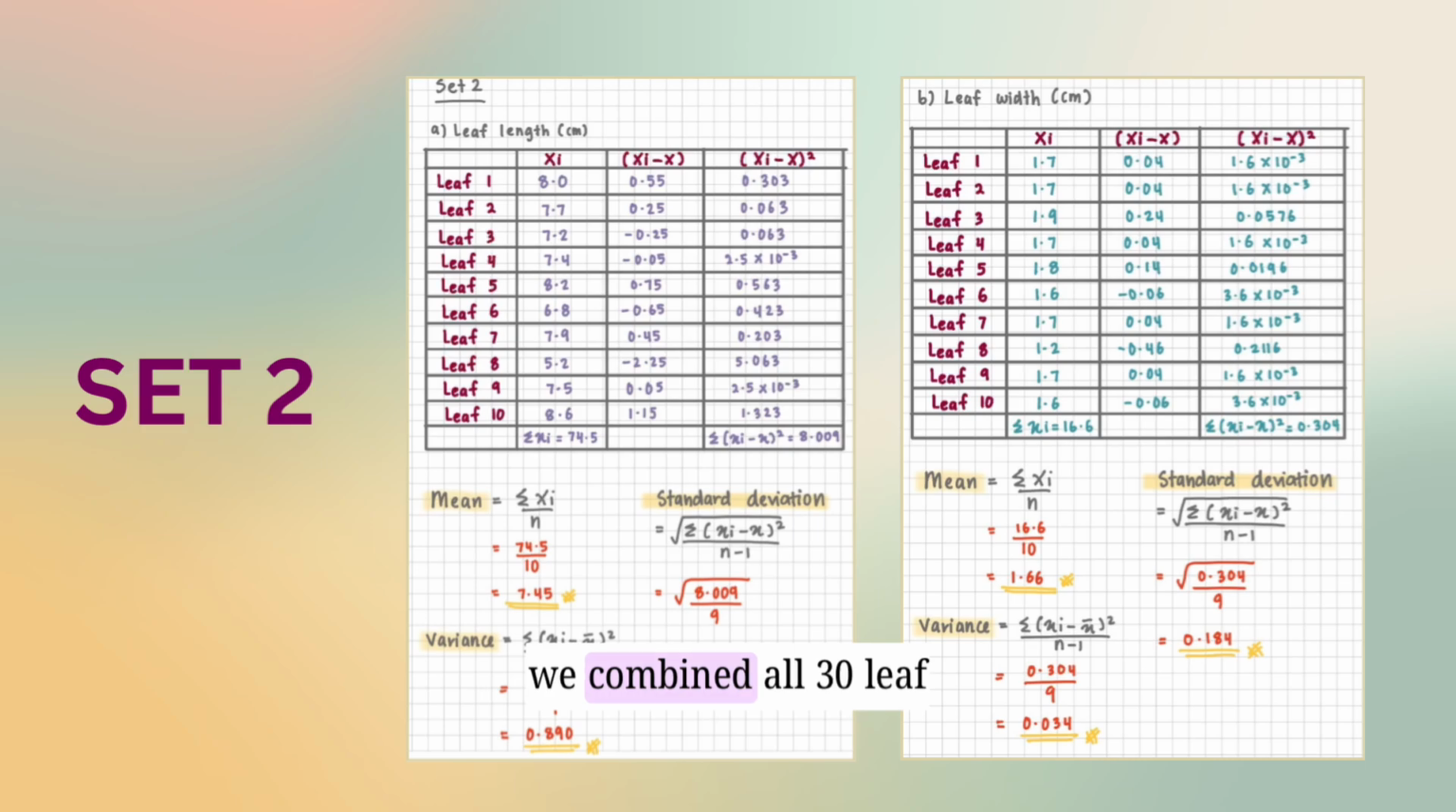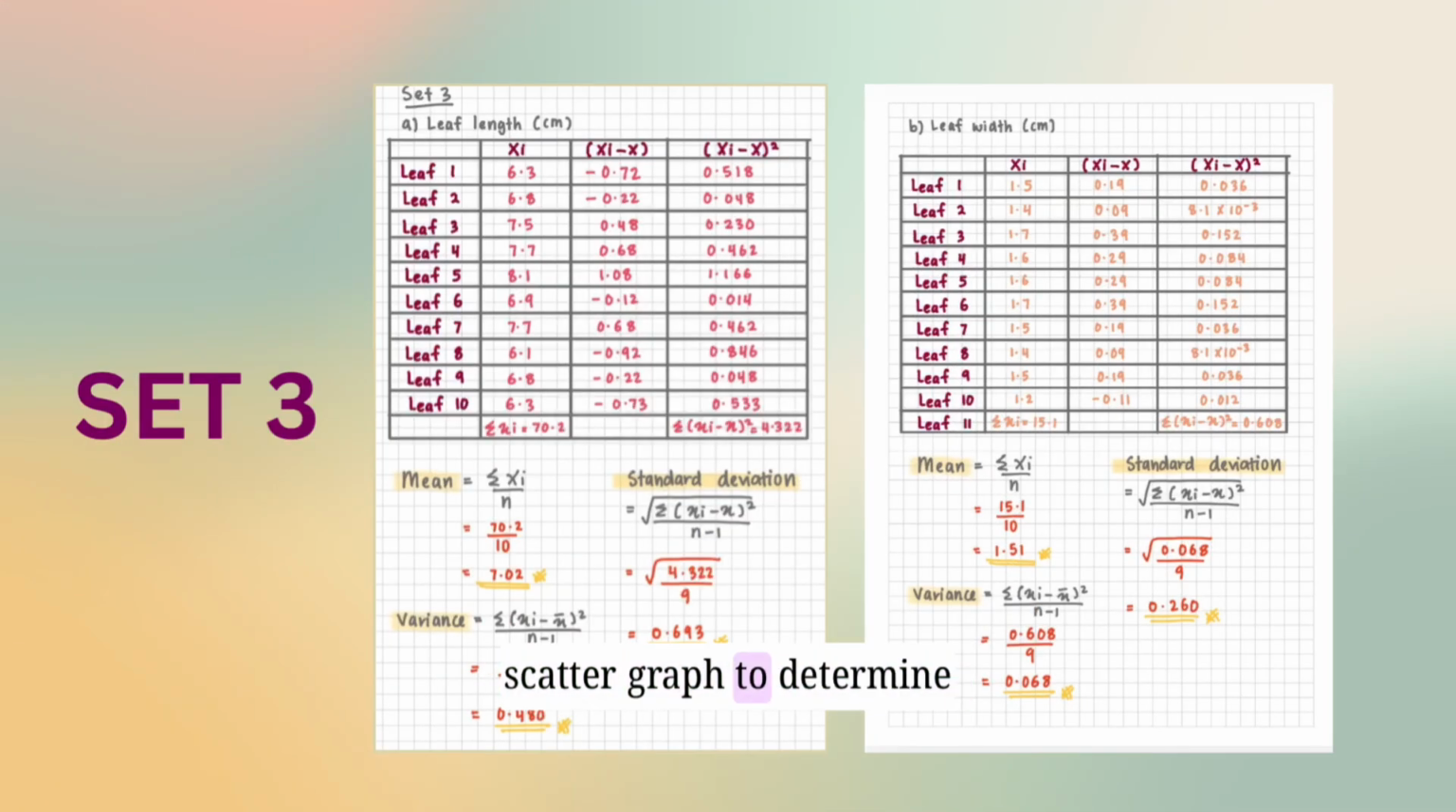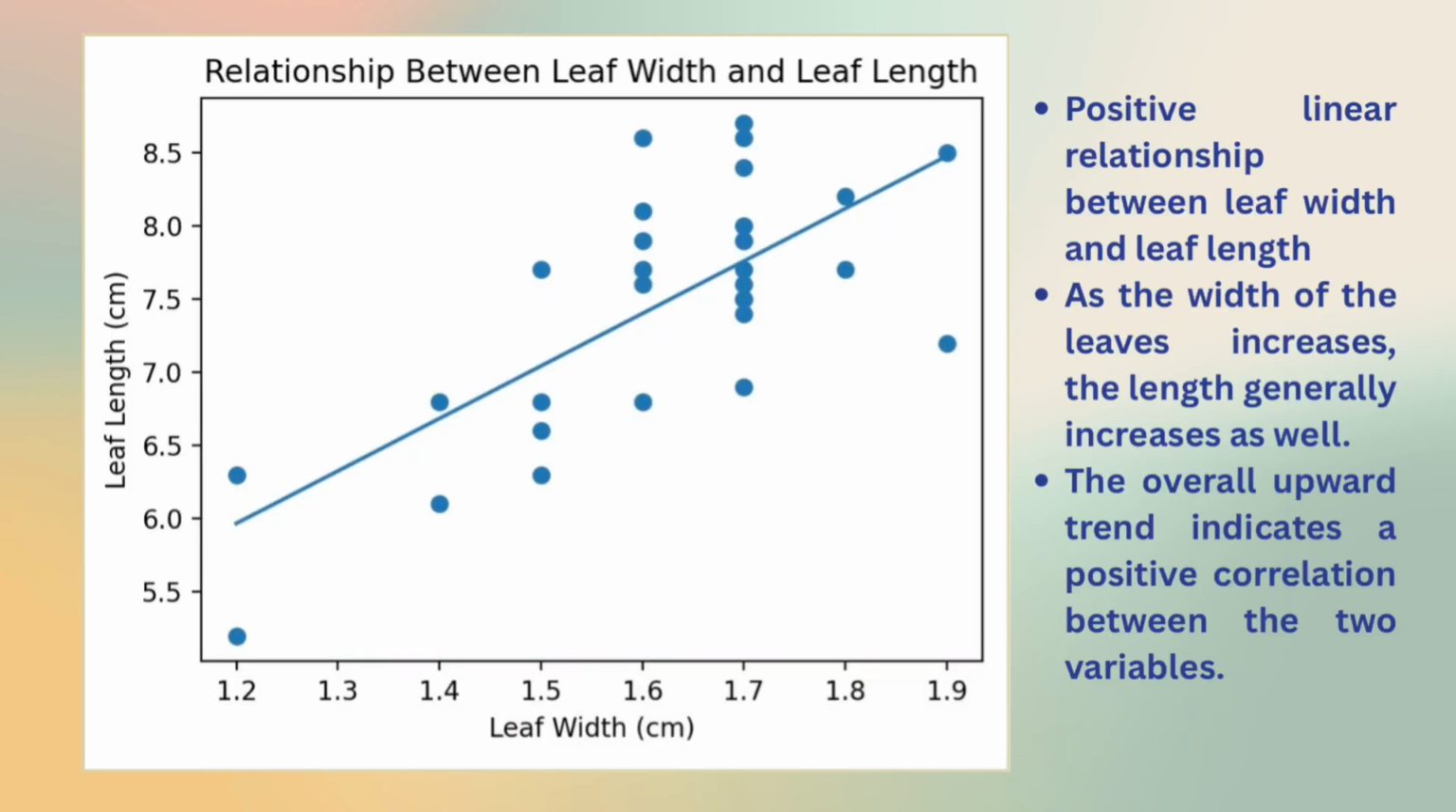Finally, we combined all 30 leaf measurements and plotted a scatter graph to determine the relationship between leaf length and leaf width. This scatter graph shows the relationship between leaf width and leaf length for all 30 leaves. Each point represents one leaf. The graph shows an upward trend, which means there is a positive linear relationship between leaf width and leaf length. This means that as the leaf width increases, the leaf length also tends to increase.